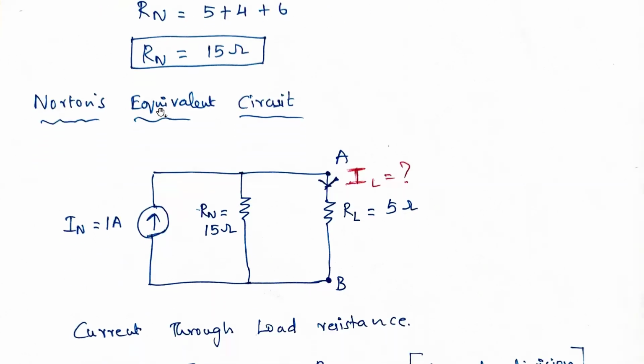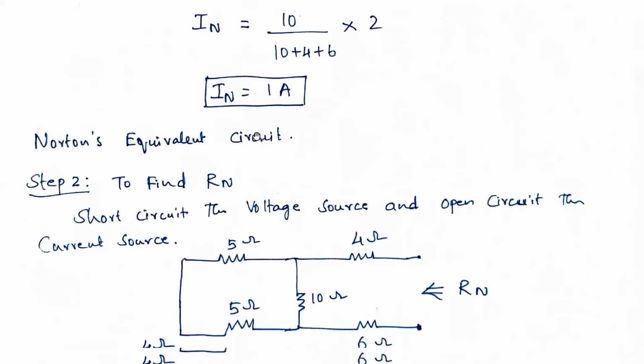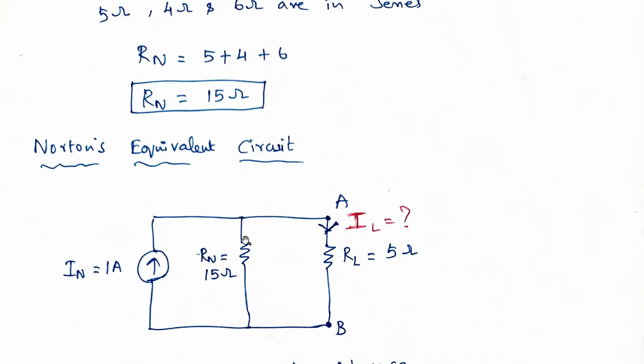Now we need to draw the Norton's equivalent circuit. How to draw the Norton's equivalent circuit? IN and Rn we found out, and Rn should be in parallel. So we connect the current source IN and Rn in parallel. And the first thing we open circuited was the load resistance, so that load resistance we also add over here.